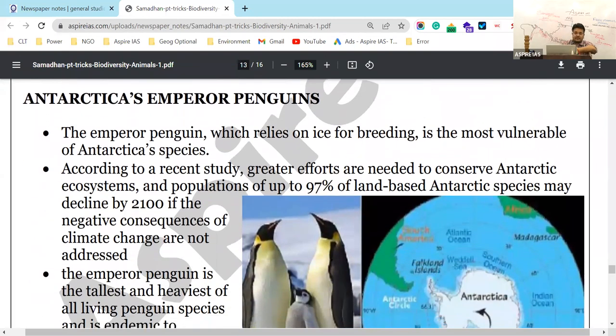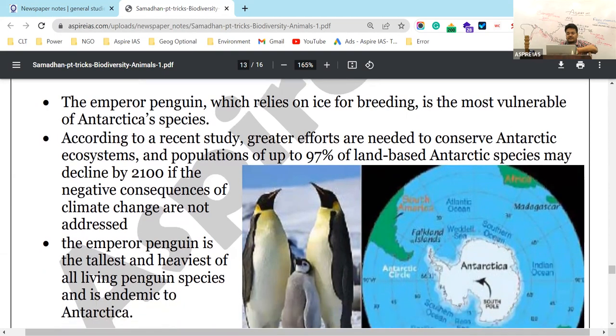Antarctica, emperor penguins. So there are so many penguins available from Argentina, Chile, South Africa, Australia, New Zealand and Antarctica. The most famous is the emperor penguin. India ke andar only one zoo is having the penguins, that is Mumbai Zoo. So Mumbai Zoo also took the penguins from the Antarctica.